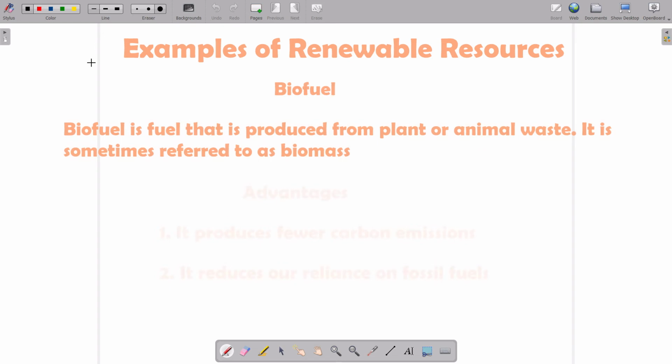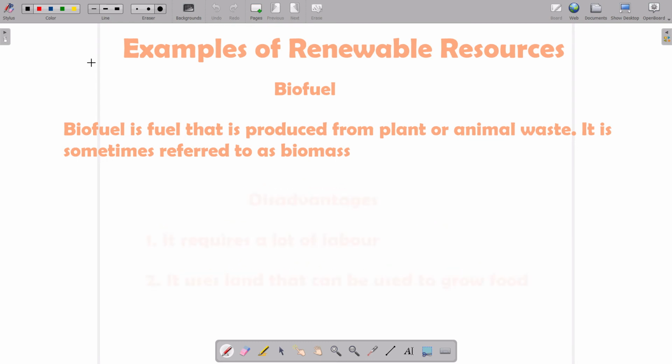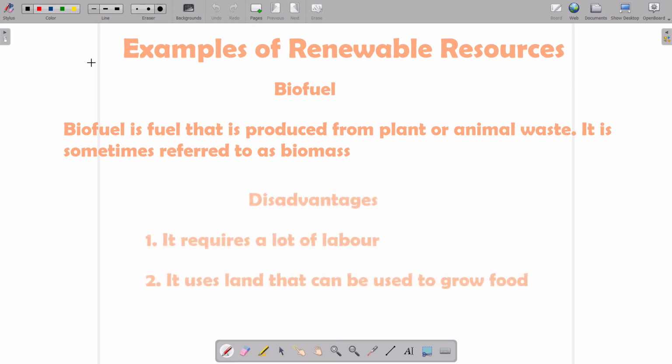What about biofuels? A biofuel is produced from plant or animal waste. It is sometimes referred to as biomass. Advantages: it produces fewer carbon emissions, it reduces our reliance on fossil fuels. Disadvantages: it requires a lot of labor to be able to produce it, and it uses land that can be used to produce food.